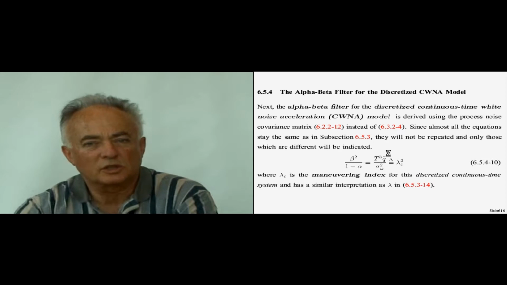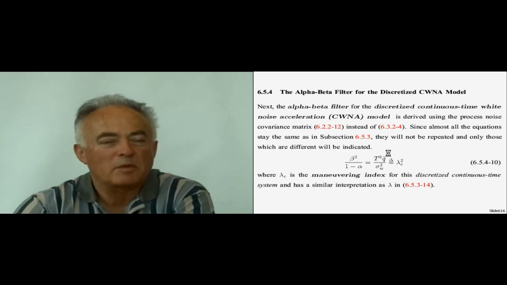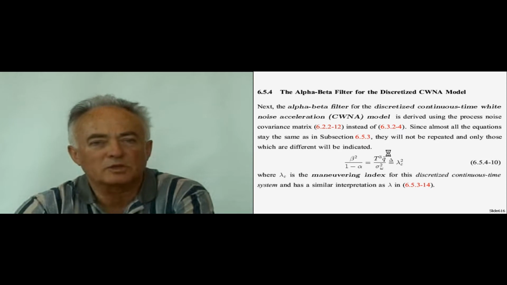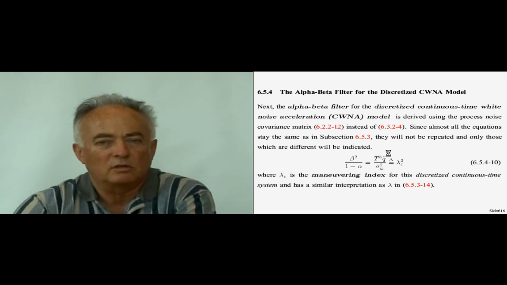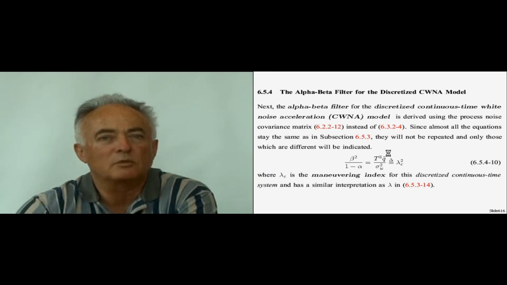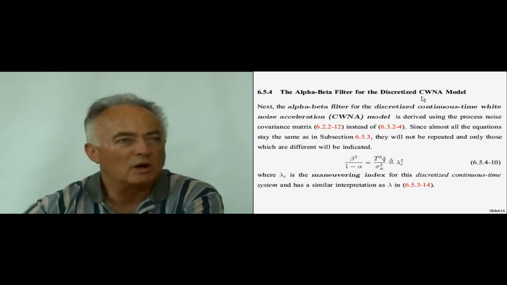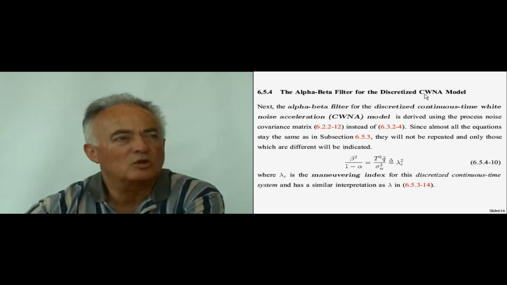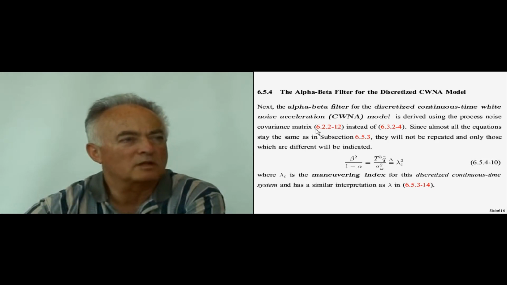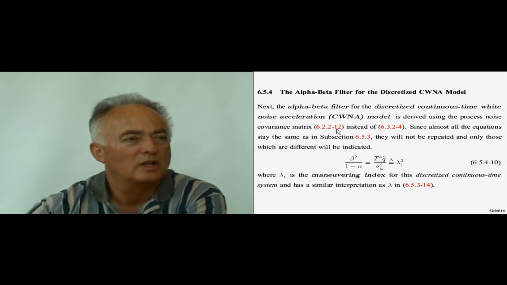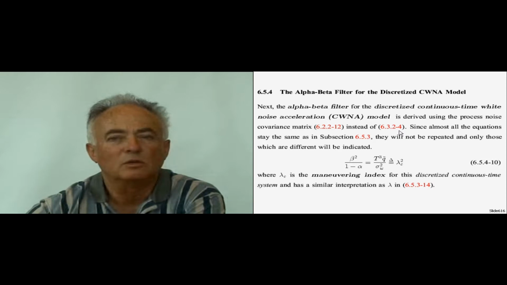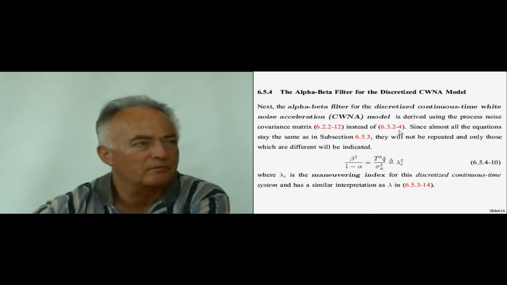Now, for the discretized, this is the second path we have to take in coming up with the explicit solution. As indicated earlier, part of the development is common between the two models. When you have to bring in the Q, the process noise covariance matrix, we have slightly different forms. So we'll now take the second one as the discretized continuous white noise acceleration model, where the process noise covariance matrix is given in 6.2.2-12 rather than 6.3.2-4, which is the direct discrete time model.